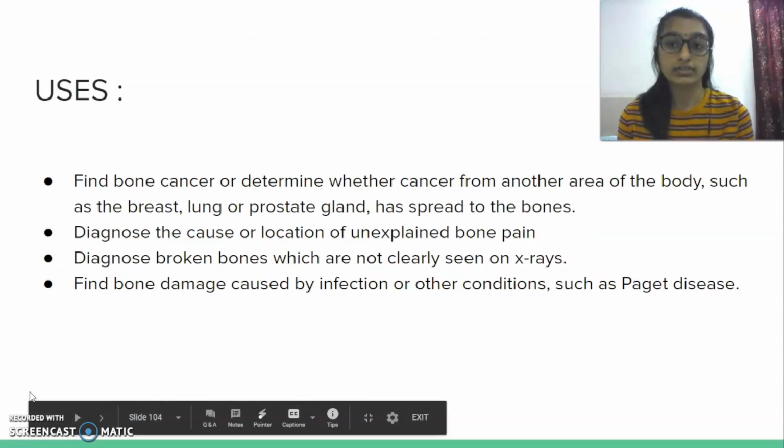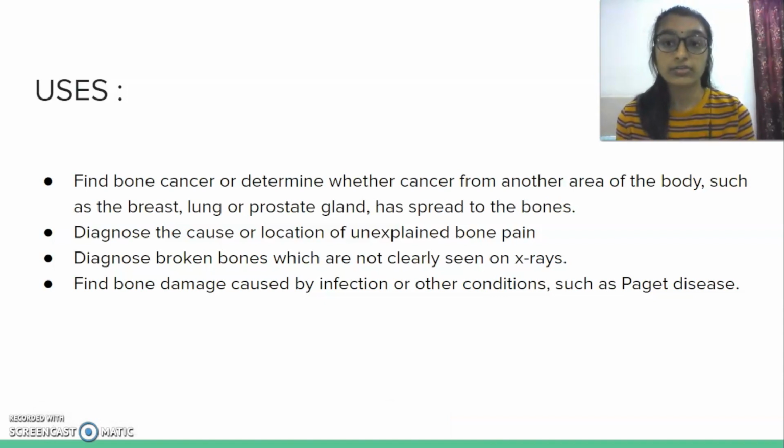Skeletal scintigraphy is used in finding bone cancer or to determine whether a cancer from another area of the body such as the breast, lung, or prostate gland has spread to the bones. It is also used in diagnosing the cause or location of unexplained bone pain. It is used in diagnosing broken bones which are not clearly seen in the X-ray, and it is also used in finding bone damage caused by infection or other conditions such as Paget's disease.